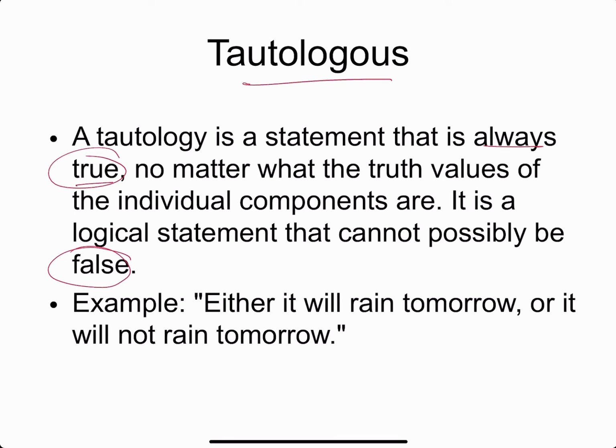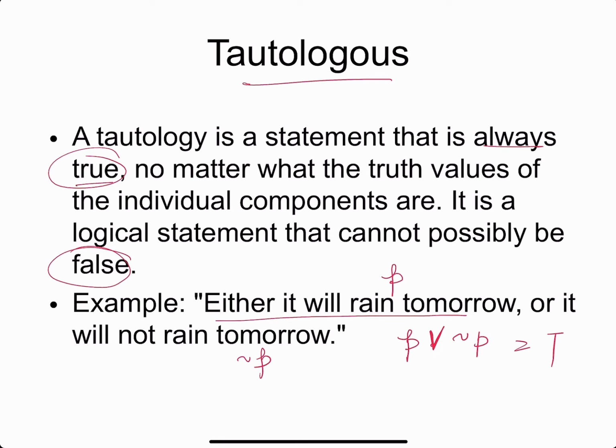Now let's see this example. Either it will rain tomorrow or it will not rain tomorrow. So this is in the form, if we take this one as p and this one is negation of p, then your p dot negation p is a tautology. It will be p or negation p, which will be always true.